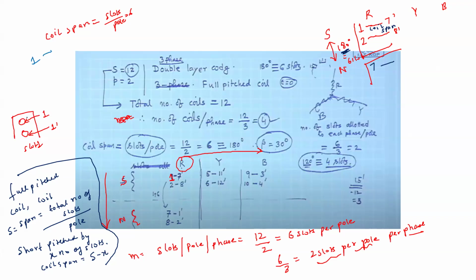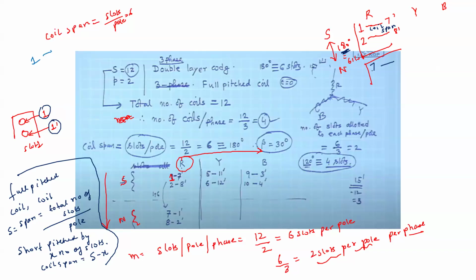So the first starting end of the coil goes to the top position in the slot, and the last end of the coil goes to the bottom of this slot, which is indicated by dash. So here it is 7. So 1 plus 6, 7.